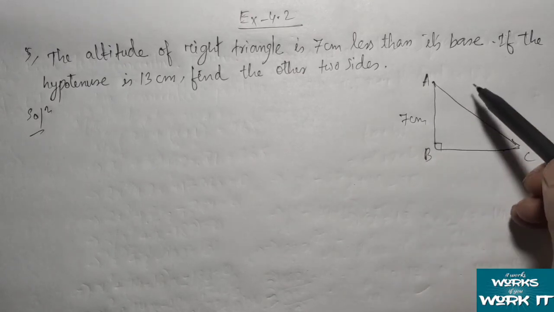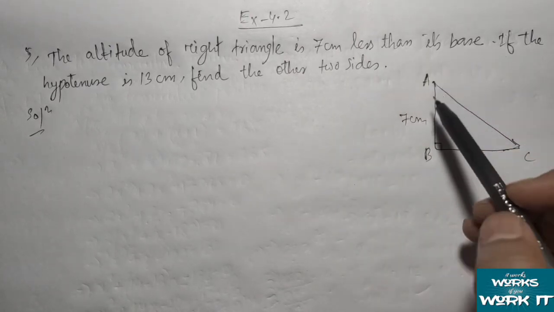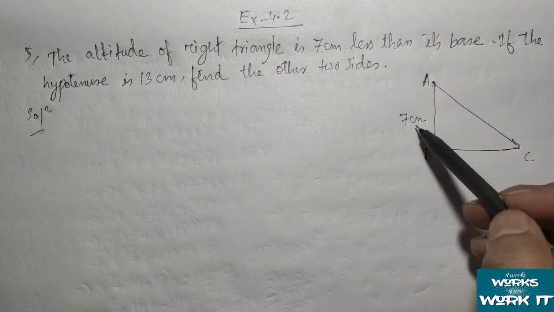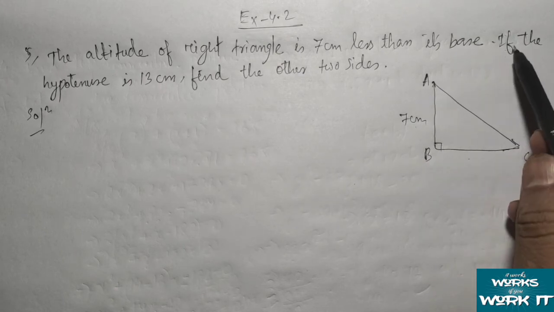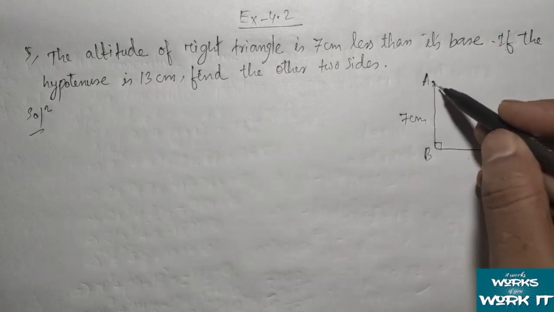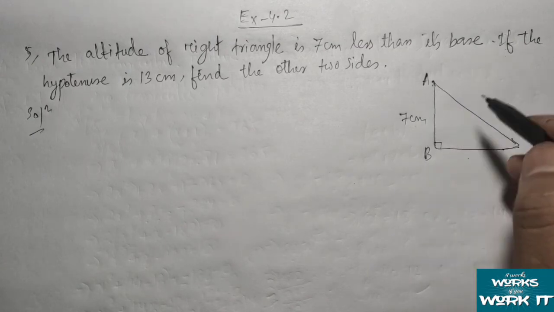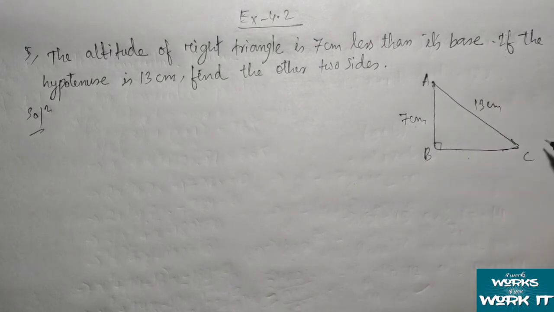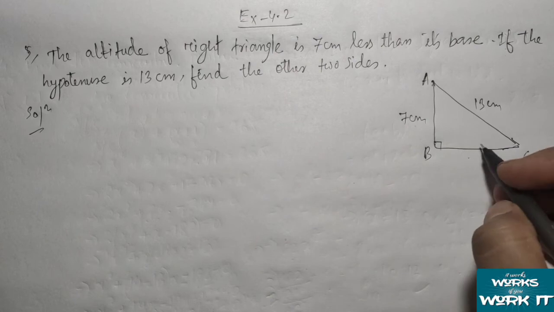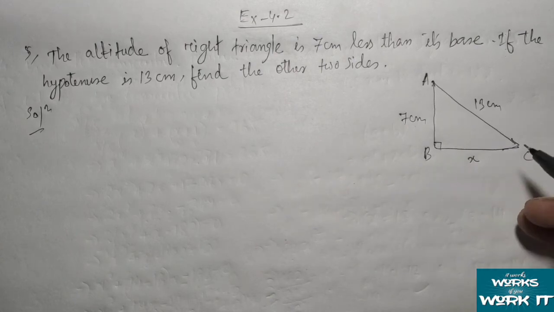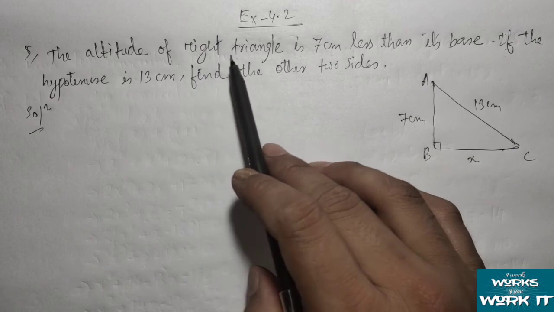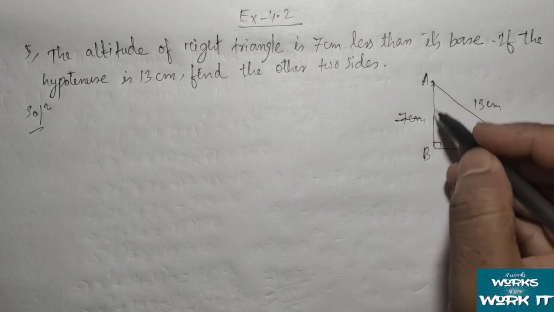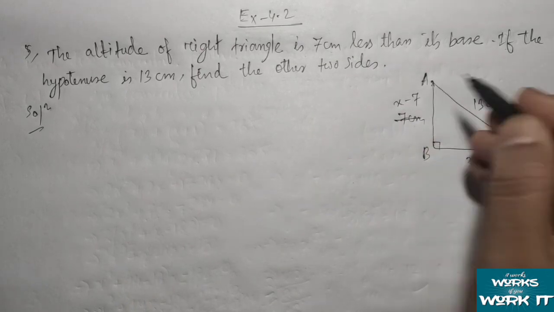It is given as less than its base. Okay, so it is not 7 centimeter; the altitude is 7 centimeter less than its base. If the hypotenuse is 13 centimeter, the hypotenuse is directly given as 13 centimeter, so I can write here 13 centimeter AC. Then the base is not given here, so suppose I take the base as x. The altitude of a right triangle is 7 centimeter less than its base, so the base is x, which means we can write the altitude as x minus 7.